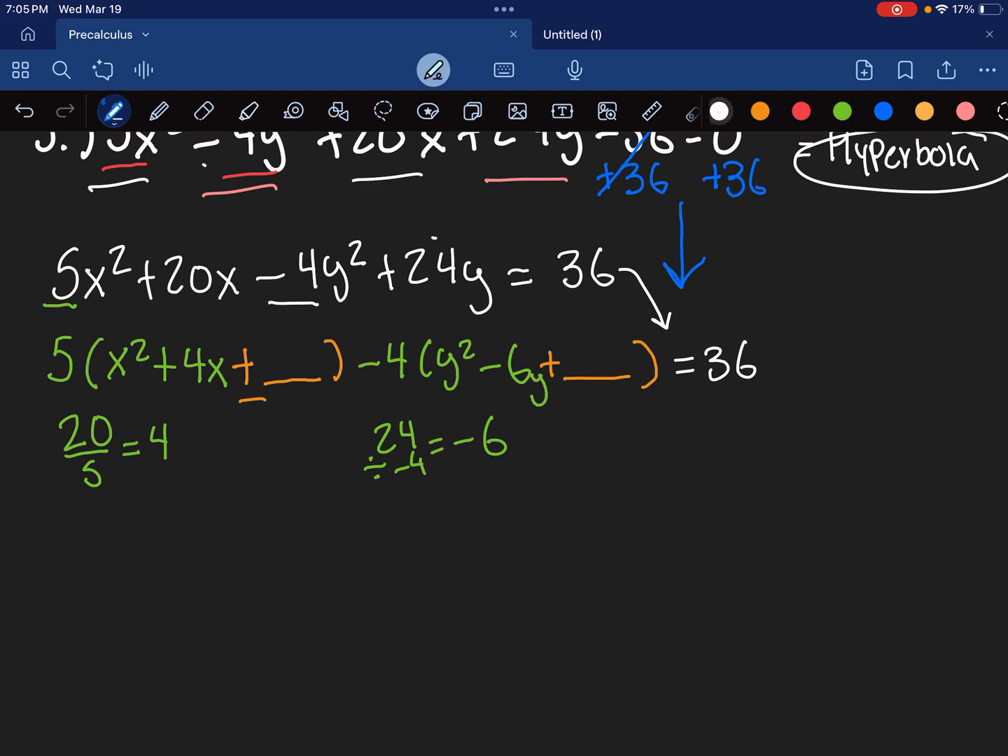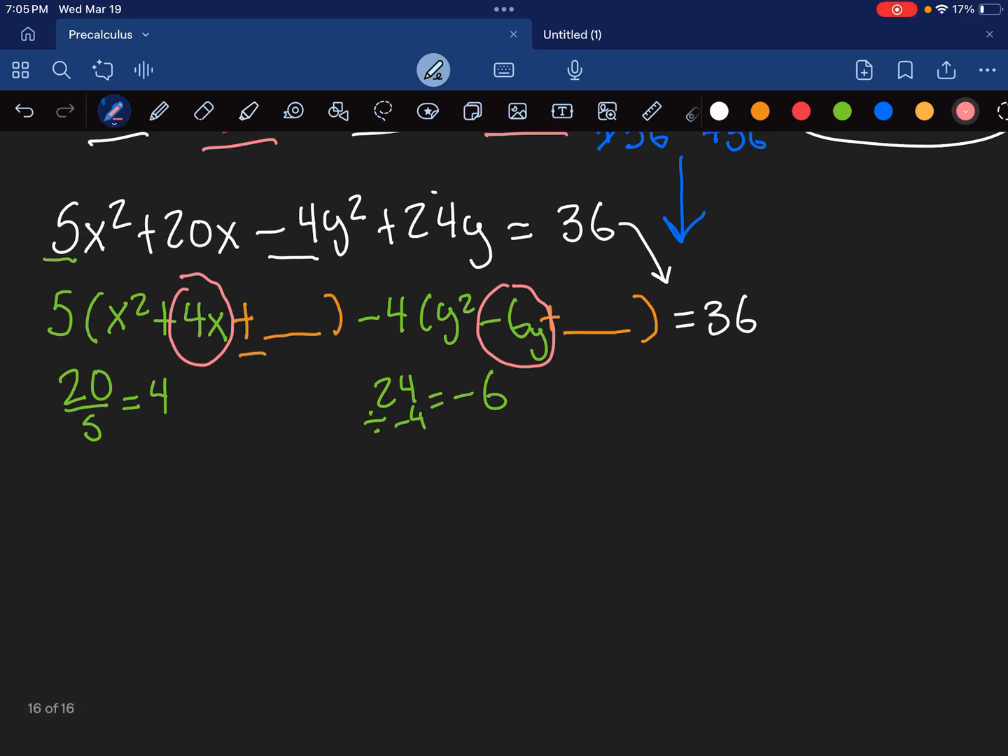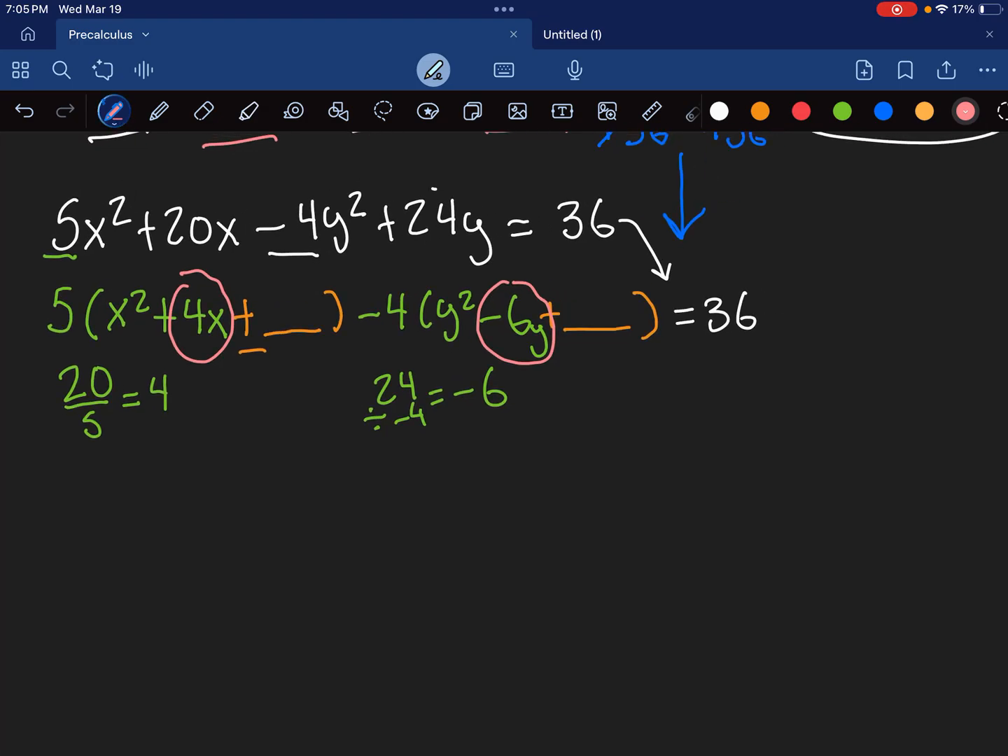So next thing we're going to do is take this middle value right here, and essentially we're going to divide it by 2, then square it. So let's start off with the x. 4 divided by 2 comes out to just 2. But our next step is to square it. So we're going to go ahead and add a squared right there, and then that just comes out to 4.